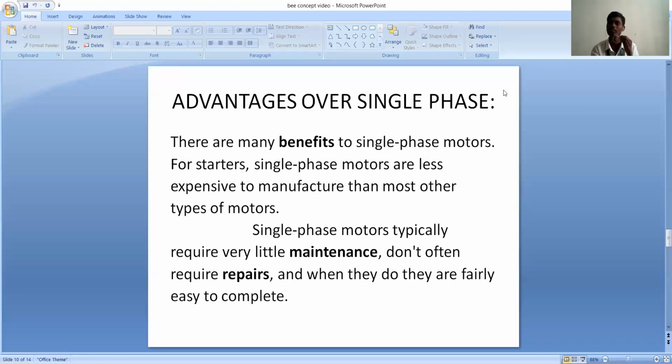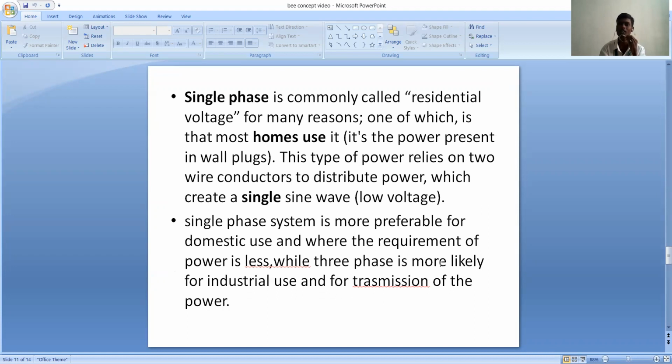So in basic use, not in bulk use, we require single phase because it is low cost, the maintenance is very little, we will not get repairs often, and when they do occur they are fairly easy to complete. Single phase is commonly called residential voltage for many reasons, one of which is that most homes use it. For basic use, not for bulk. A bulk example is cinema halls or shopping malls. More power is required there, so they will use three phase.